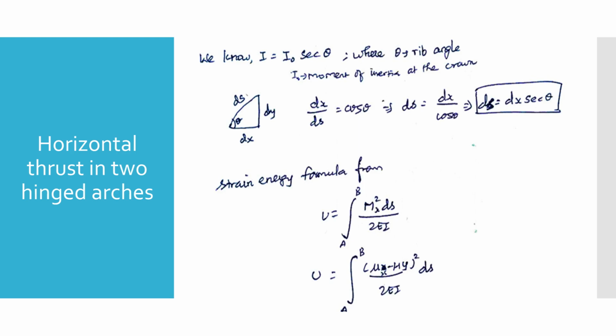Next, let's express the moment of inertia I as I0 secant theta, where theta is the rib angle and I0 is the moment of inertia at the crown. From geometry, cosine theta equals dx over ds, which gives ds equal to dx secant theta.